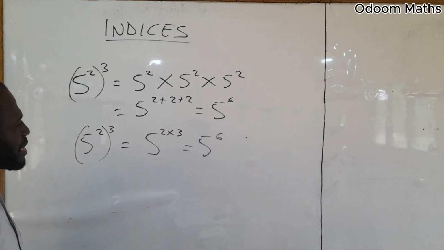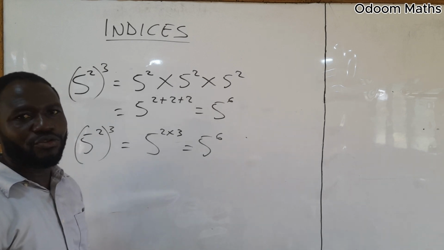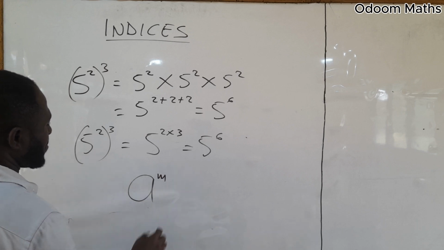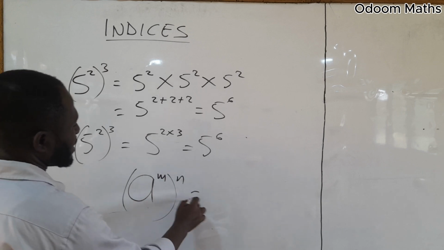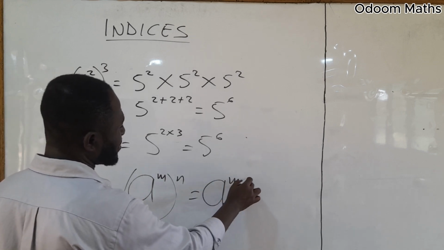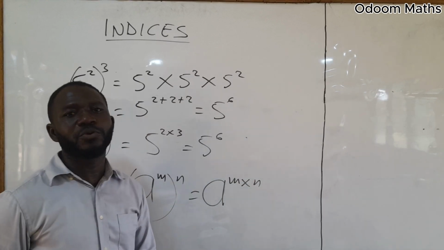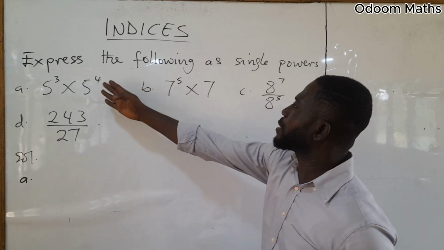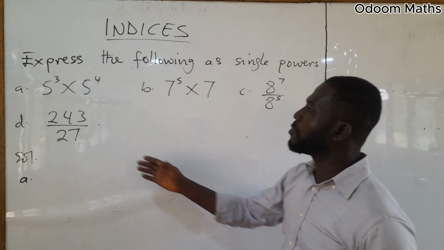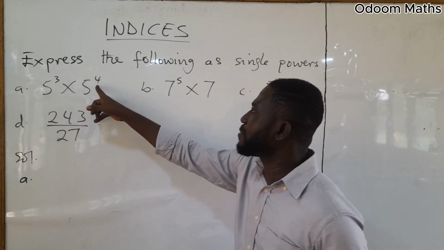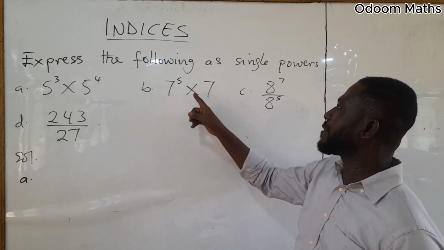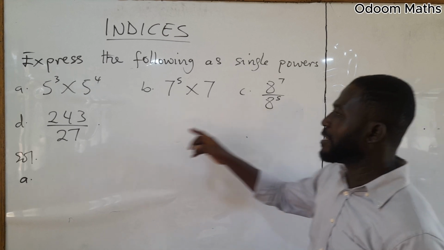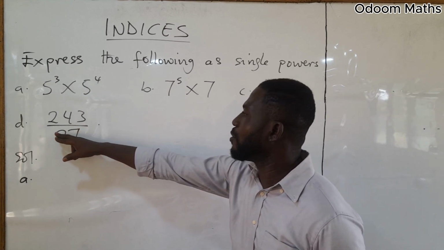Okay. Now, this also brings us to the third rule or law, which says that a to a certain power m, all to another power n, is the same as a to the power m times n. Now let's look at some few examples and then we continue. Now let's look at these few examples. Express the following as single powers. a, 5 to the power 3 times 5 to the power 4; b, 7 to the power 5 times 7; then c, 8 to the power 7 over 8 to the power 5; and then d, 243 over 27.